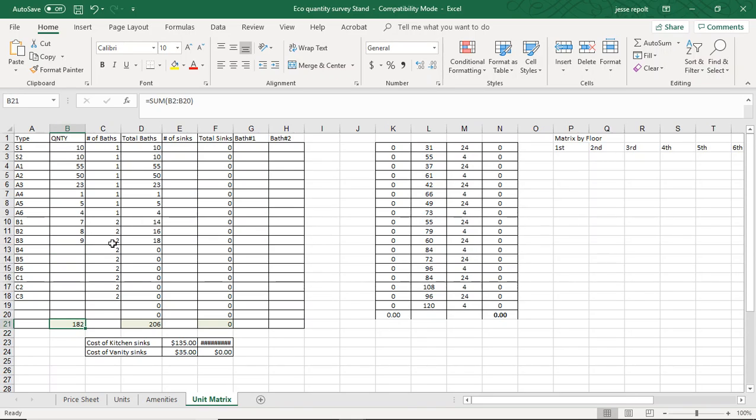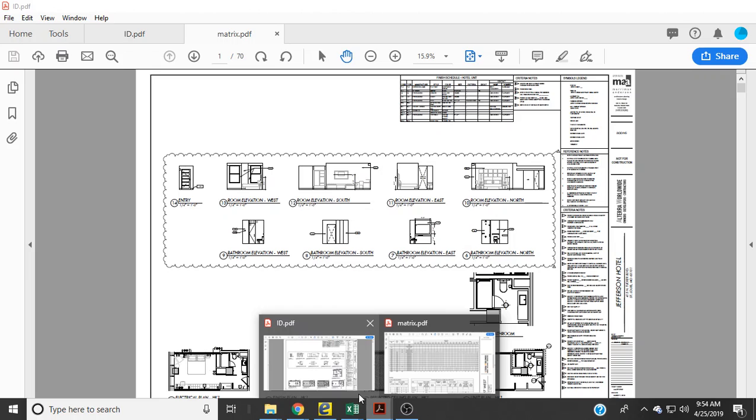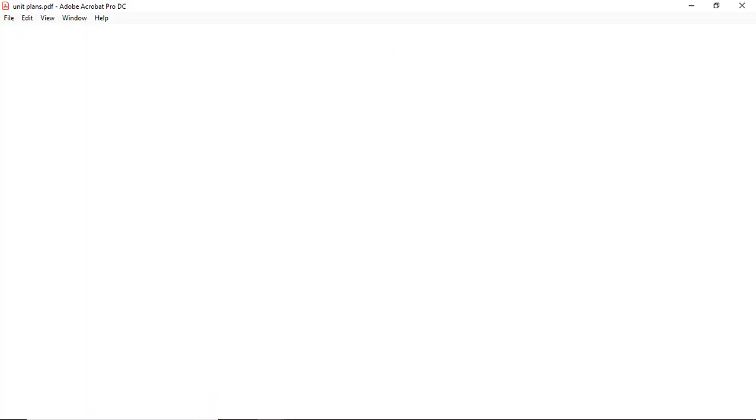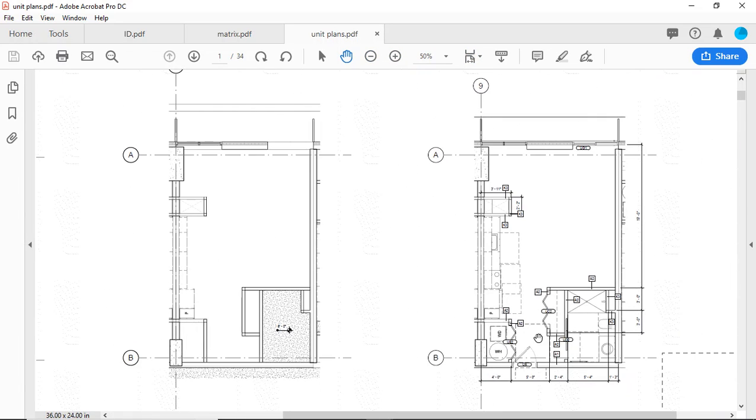Now the next thing you would do is look at your unit baths and how many baths each unit type has. So your studios always have one. Your one bedrooms, almost all of them always have one. B1, B2, B3, or your C1s, those almost always have two. Once in a while they have three. So then you just have to go to your unit plans, and let me open that, and you would just run through them real quick and just see how many it has.